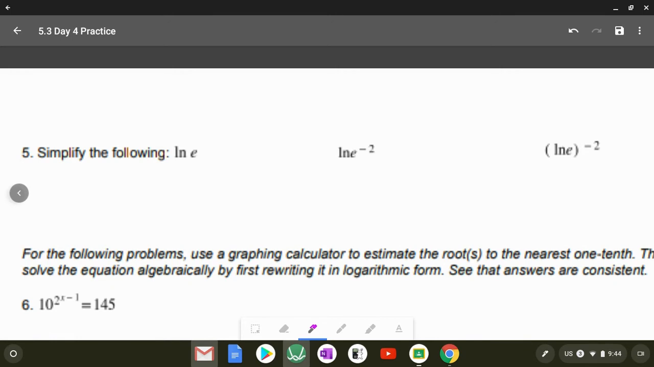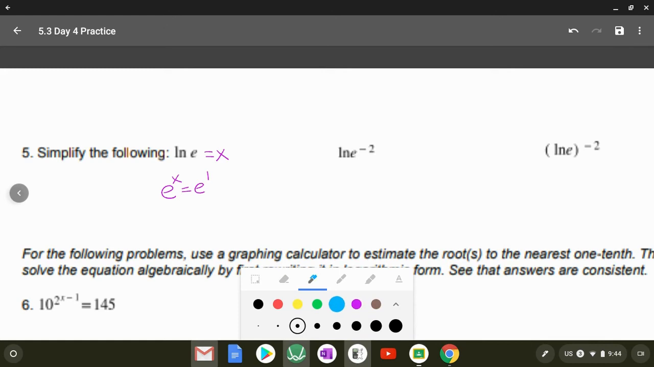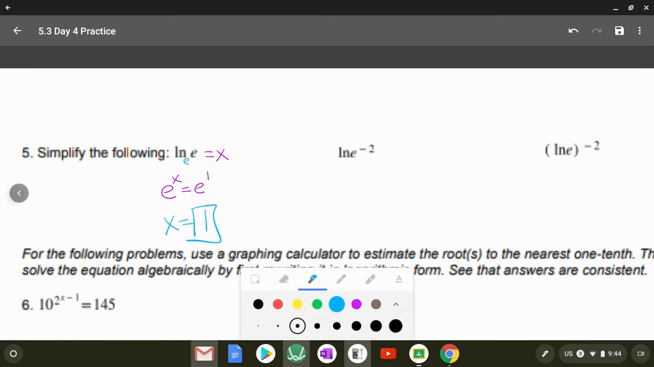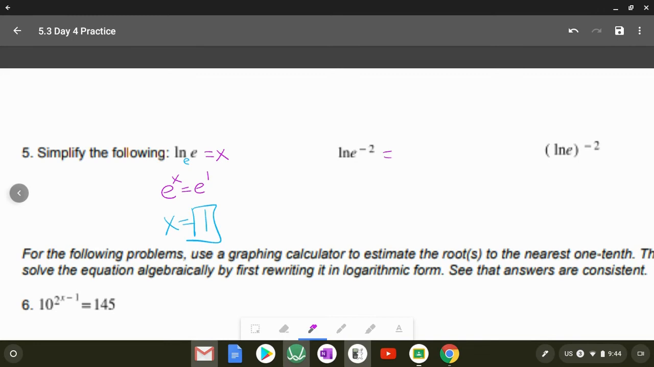So if we take a look at this, we're going to do the same thing we did on the front. e to the x equals e to the 1. Well, we already know, because that natural log has a base e, we already talked about this property, x is going to be 1. So remember, if the base of the log matches the base of the inside, then they're going to cancel. So if we take a look at the second one, same concept. e to the x equals e to the negative 2. Bases match. x equals negative 2.